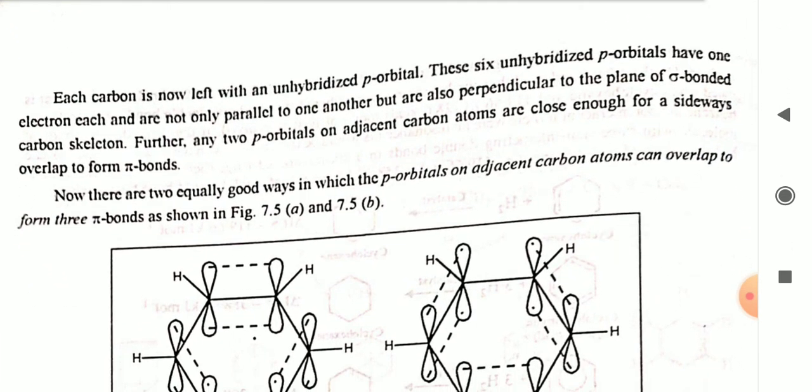Each carbon is now left with an unhybridized p orbital. These six unhybridized p orbitals have one electron each and are not only parallel to each other but are also perpendicular to the plane of the sigma-bonded carbon skeleton. Further, any two p orbitals on adjacent carbon atoms are close enough for a sideways overlap to form a pi bond. Now there are two equally good ways in which p orbitals on adjacent carbon atoms can overlap to form three pi bonds, as shown in figures 7.5a and 7.5b.